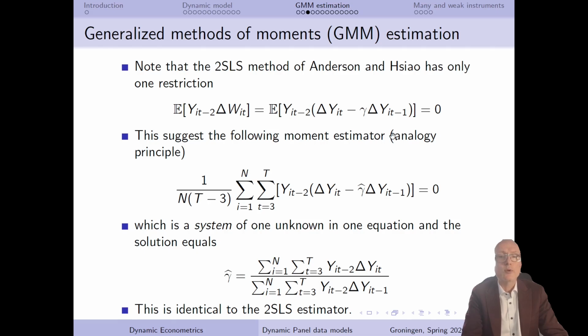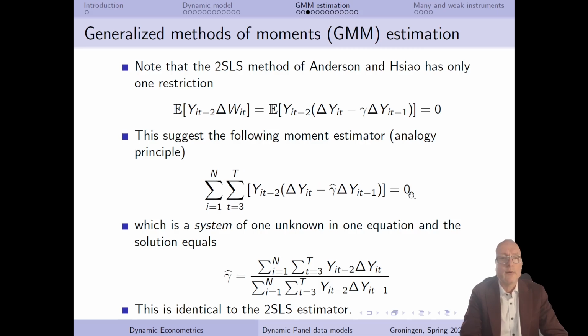We can use here the analogy principle. That means that we're not going to have an expectation, but we are going to have a summation. We're going to sum over all the observations that we have, all these things that we have over here, and divide by the number of observations, and that is in this case 1 divided by n multiplied by (T minus 3). That must be equal to 0. We can rewrite this a bit. First thing that we can do is realize that we can get rid of this term that we have over here, because this should be equal to 0 anyways. So then we can also write it in this format that we have over here.